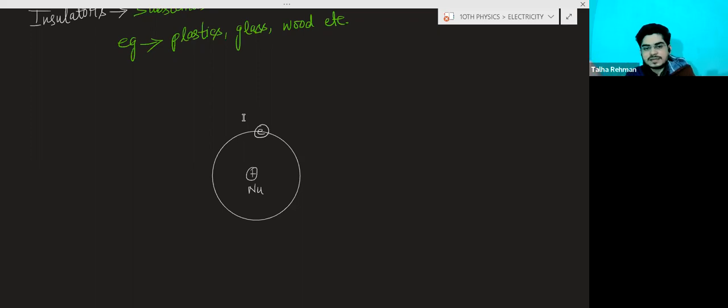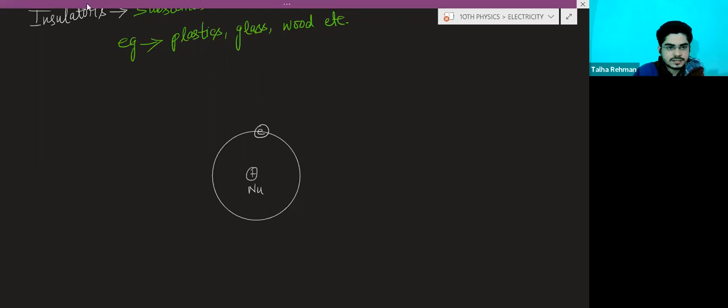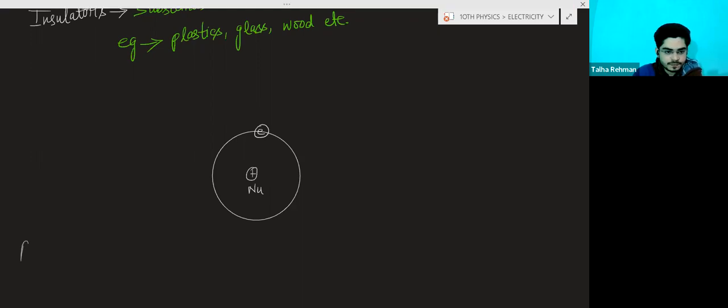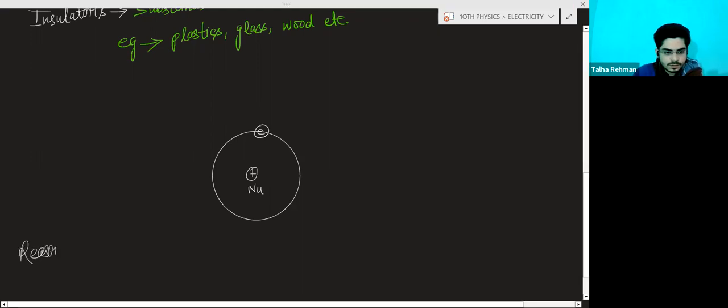And due to those free electrons in a conductor, the current can flow in the conductor. So I am writing the reason why some are insulators, some are conductors.